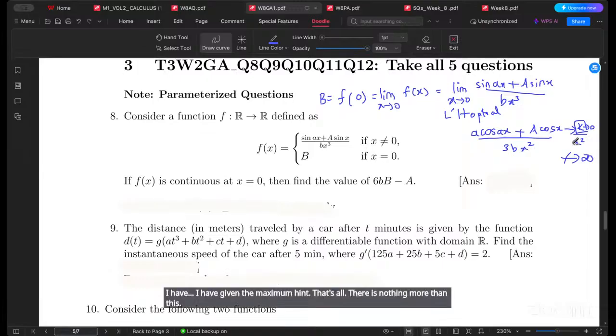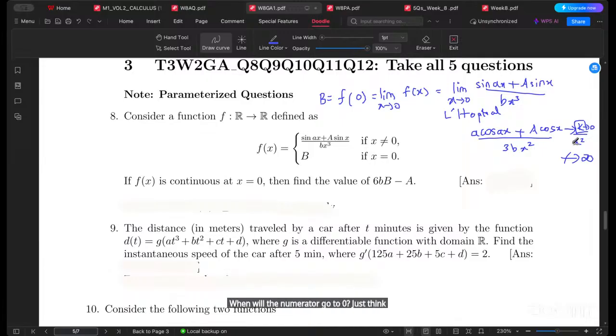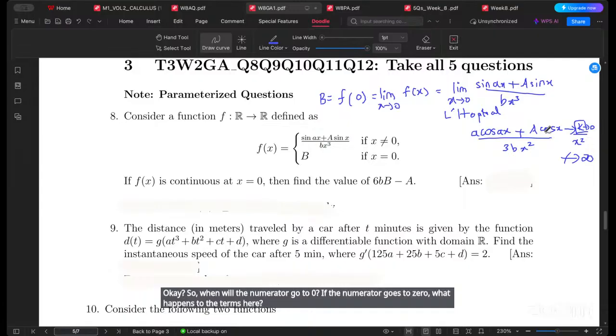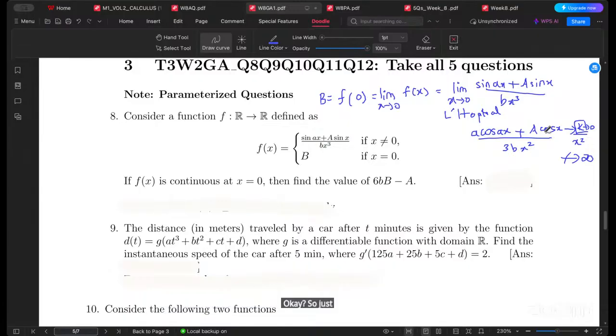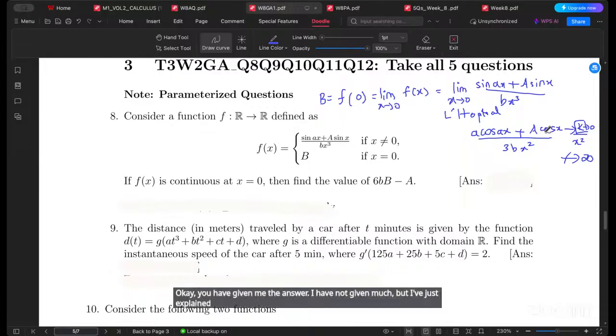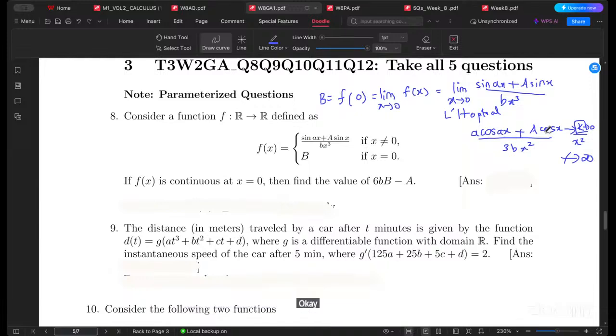When will the numerator go to 0? Just think about it. If the numerator goes to 0, what happens to the terms here? Just think about it. You will find the answer. Okay, you have given me the answer. I have not given much, but I've just explained whatever you have told. If you still cannot understand it, we have the revision sessions, we can discuss.